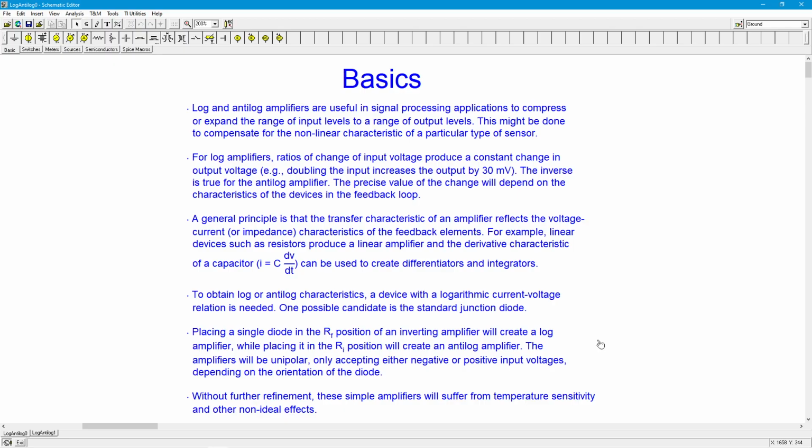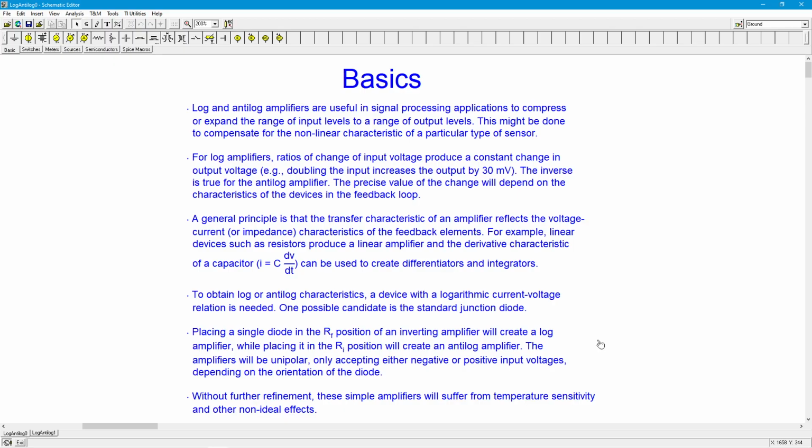The flip of that would be the anti-log amplifier. In other words, I increase my input by 30 millivolts and the output doubles. I increase it by 30 millivolts again, the output doubles again. I do it another 30 millivolts, it's doubled again. You can see how that's going to get big really, really fast.